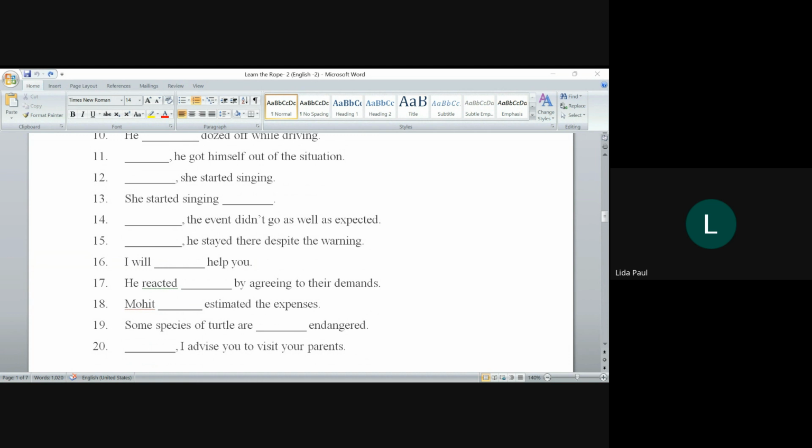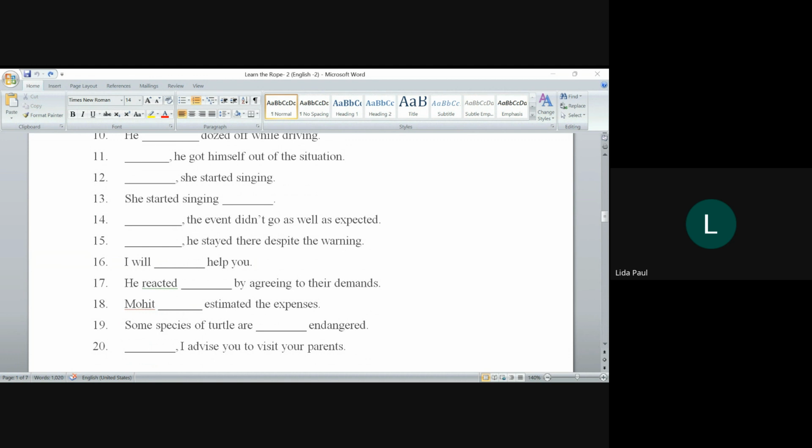He reacted, 17th one. He reacted dash by agreeing to their demands. Naturally. Simply. Stupidly, wisely, rightly, yes, correct. He reacted wisely, stupidly, wrongly, rightly, right? All of this would fit in that. He reacted wrongly by agreeing, rightly by agreeing, stupidly by agreeing, cleverly by agreeing to their demands. All of this would sit there.